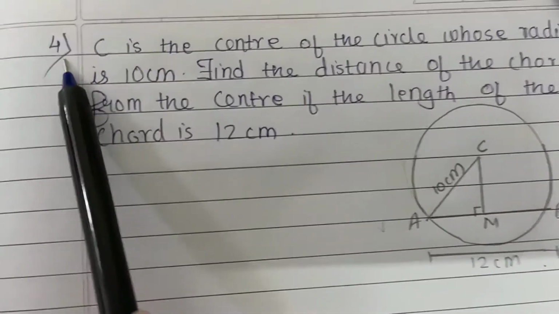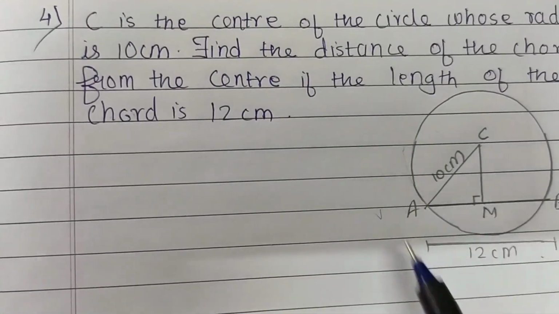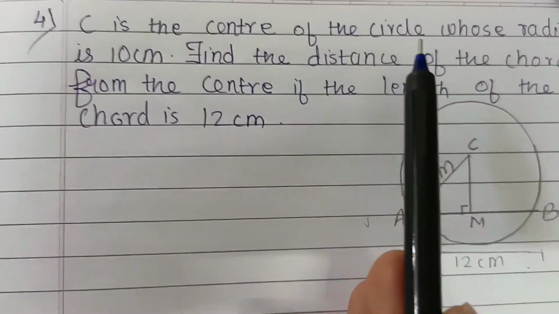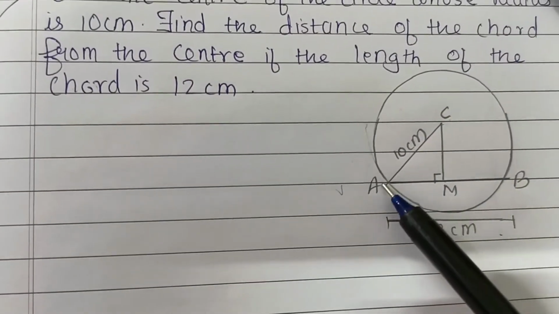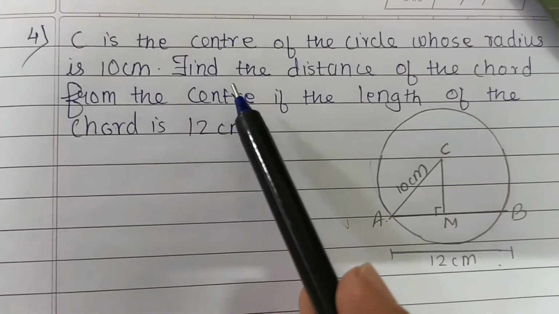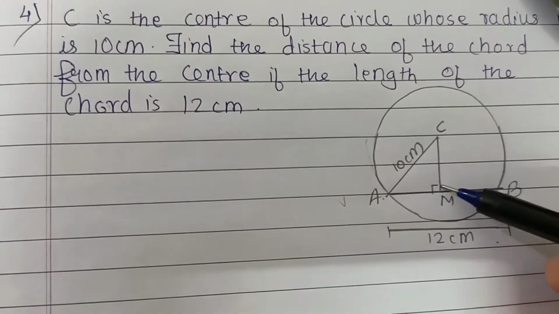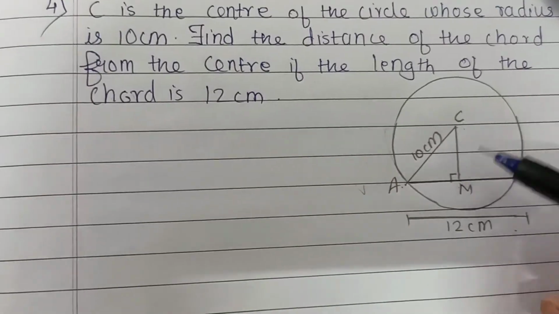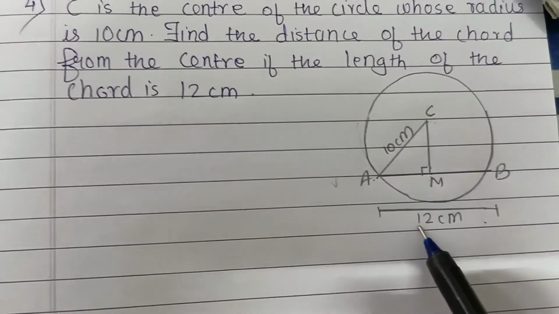The last question of practice set 17.1. Over here the figure is not given, so we are supposed to draw the figure accordingly. Here C is the center of the circle whose radius is 10 centimeter. So C is the center and we have named this point as A, that is 10 centimeter. Find the distance of the chord from the center. That means we have to find this distance, that is the length of the segment CM, the distance of the chord from the center, if the length of the chord AB is 12 centimeter.